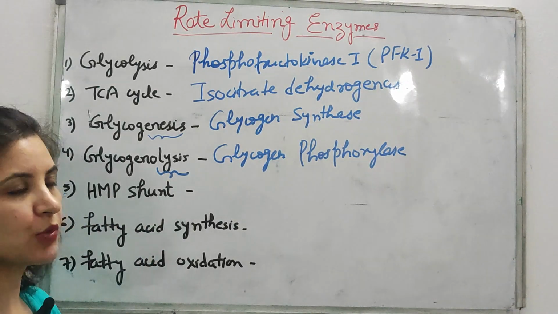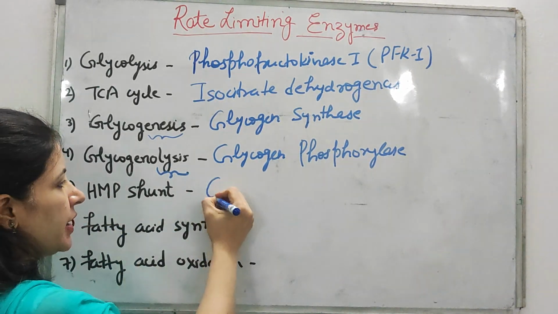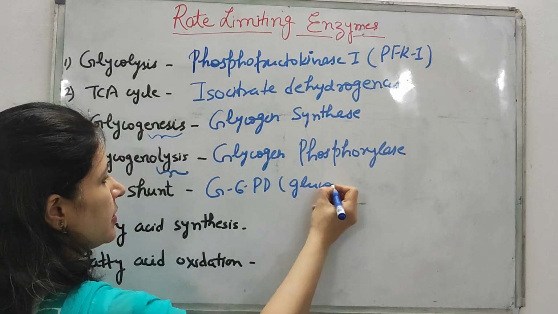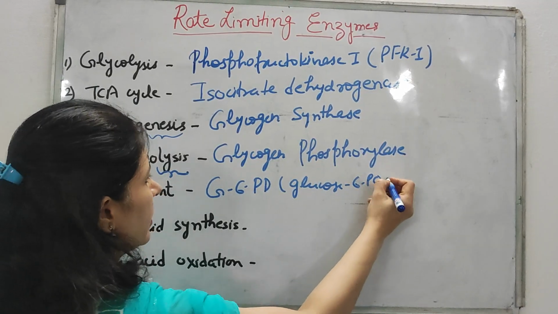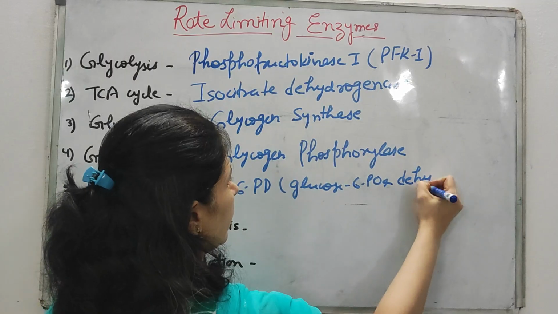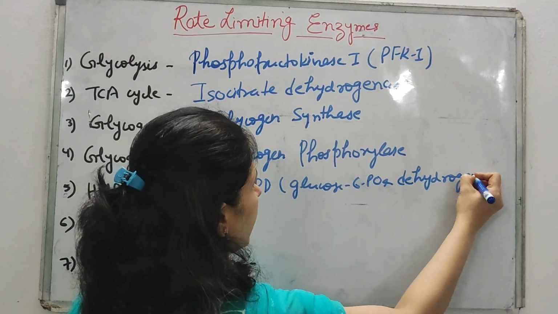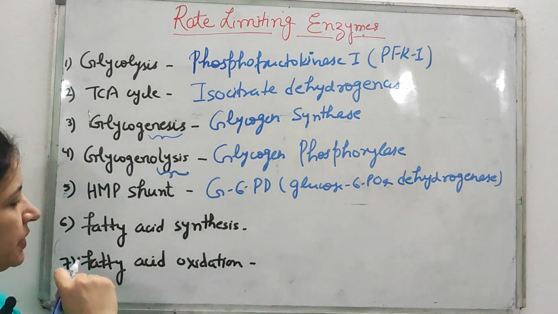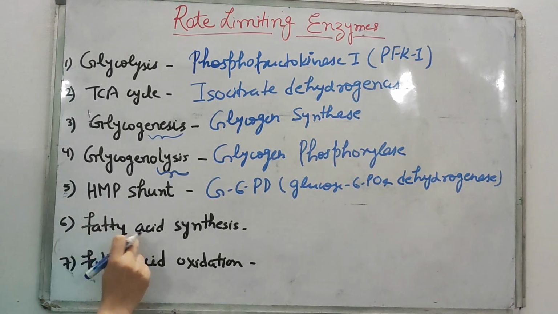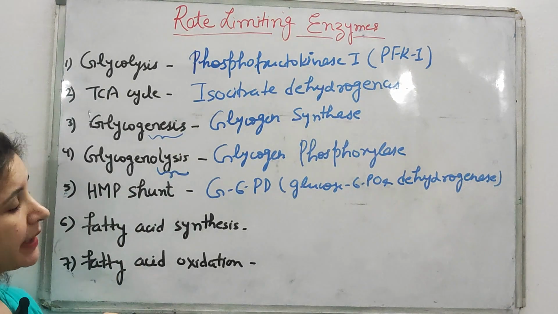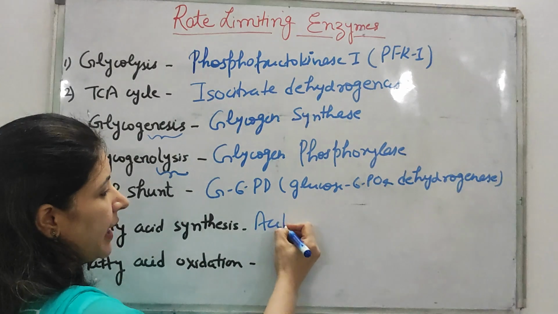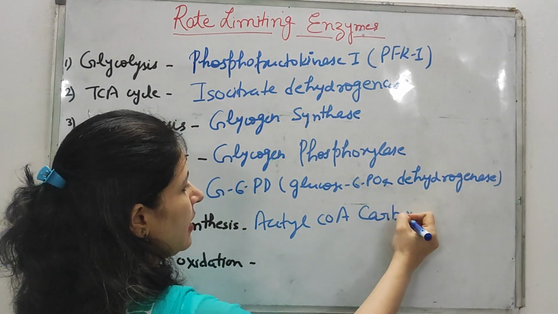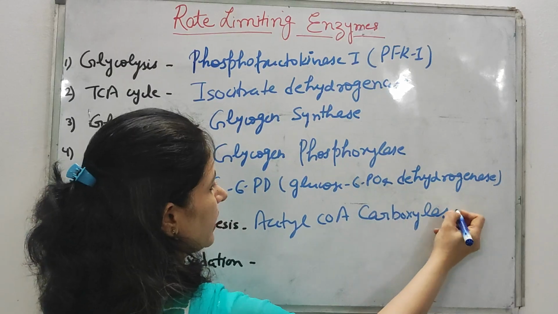Now comes the hexose monophosphate shunt, that is the HMP shunt. It is the G6PD enzyme, that is glucose 6-phosphate dehydrogenase. This is the first enzyme of the HMP shunt, and it is the rate limiting enzyme. Now comes lipid metabolism, fatty acid synthesis. The rate limiting enzyme of fatty acid synthesis is acetyl-CoA carboxylase.